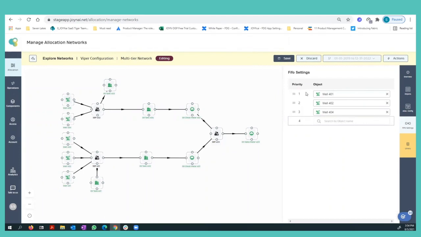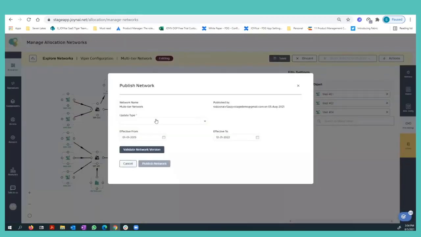But the order of override is determined by this ranking, the priority level which we give. 2 overrides 3, 1 overrides 3, and 1 overrides 2, in case the inventory belonging to these wells exists in the tank. So I'll override this.